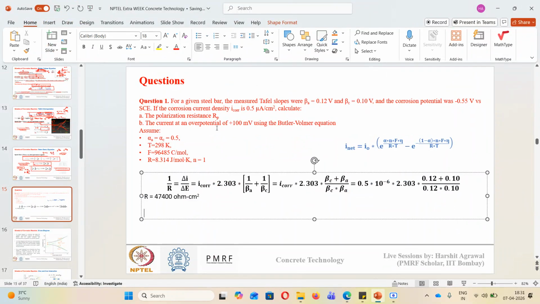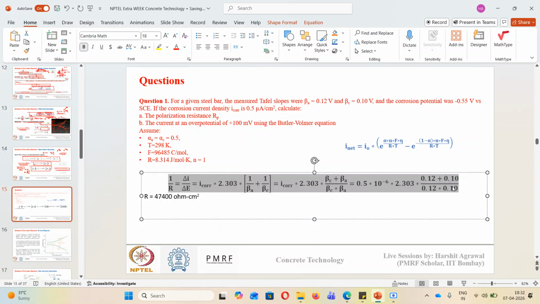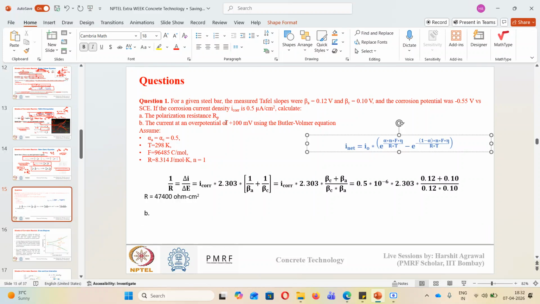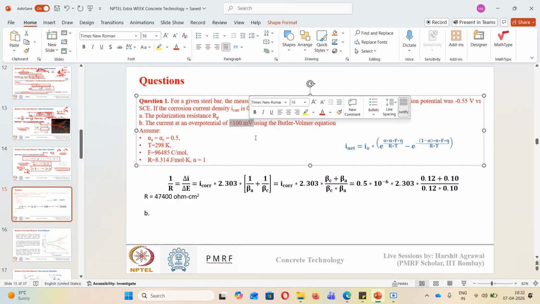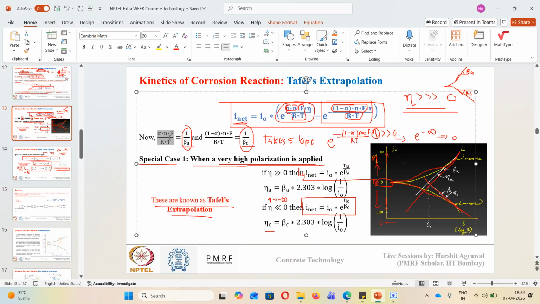Okay, so this was part A, how we calculate the polarization resistance if we know the Tafel slope parameter and the corrosion current density. And second, part B is we need to calculate net current if we know this much amount of overpotential we are applying. So first we'll calculate this beta a and beta c value.